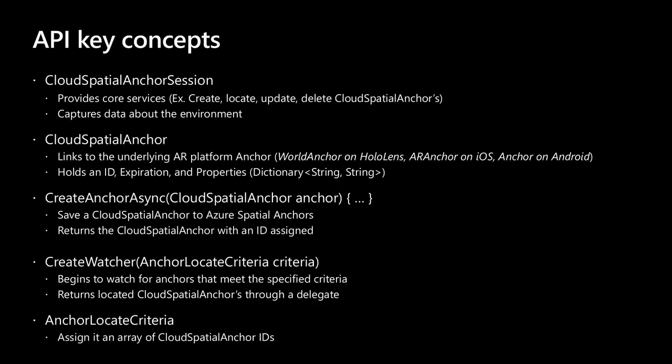The criteria that I promised are anchor locate criteria, and it's an array of IDs. So you might be looking at this and saying, okay, I create an anchor, and I get back an ID. Later, when I want to find anchors, I need to give you IDs. So where do I put those IDs?